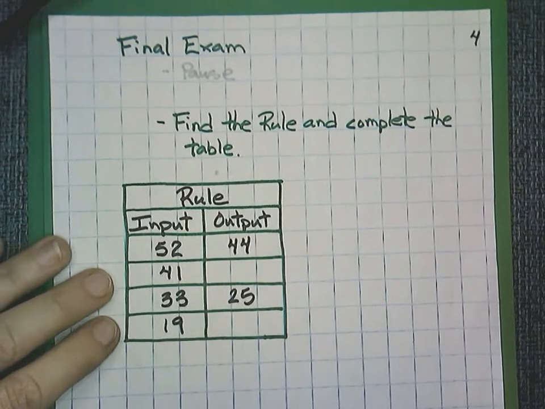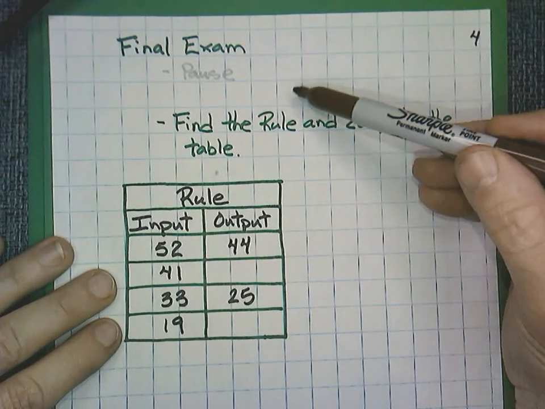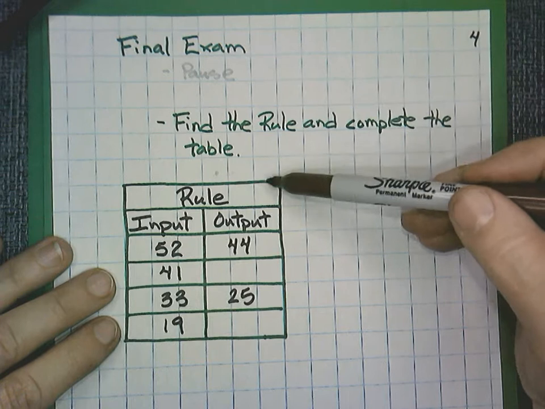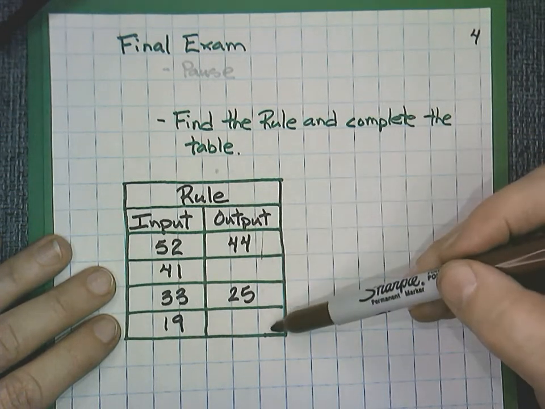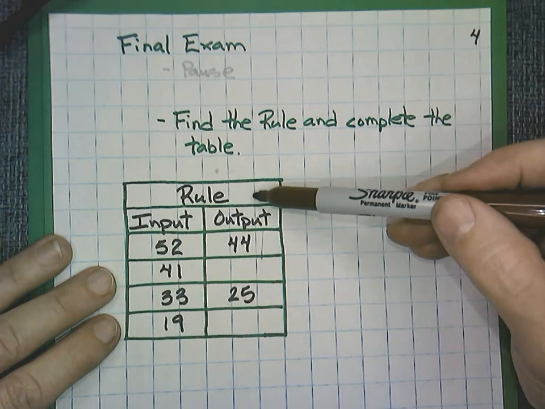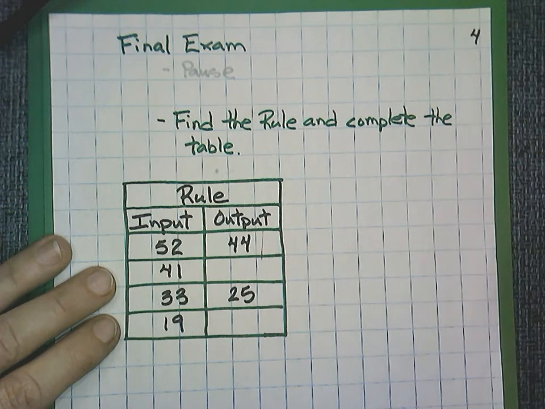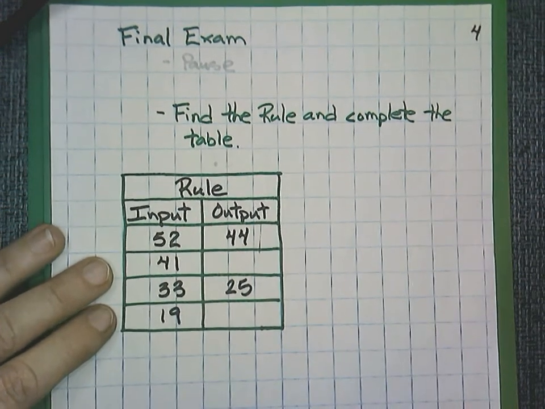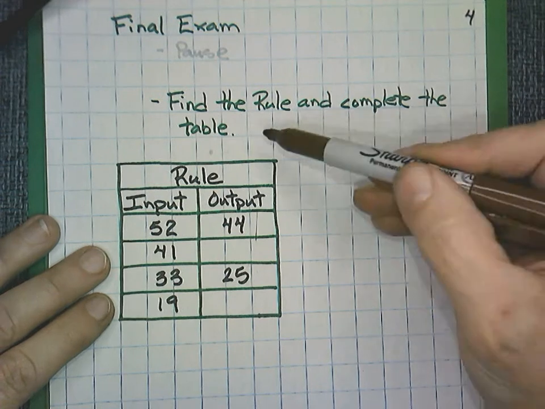All right, here's the final exam for today. Go ahead and pause and see if you can look at this and use our strategies to find the rule and then to solve for the missing numbers. Find the rule and complete the table.